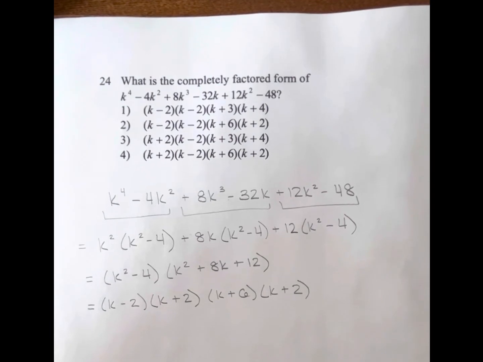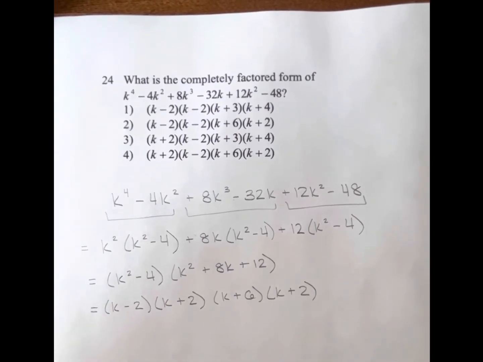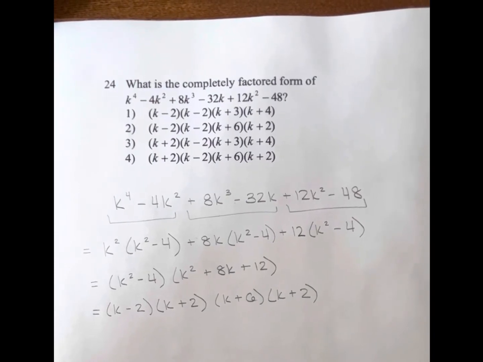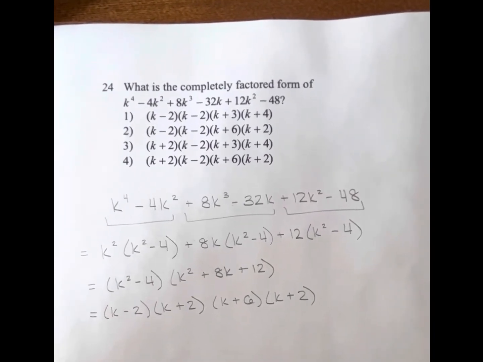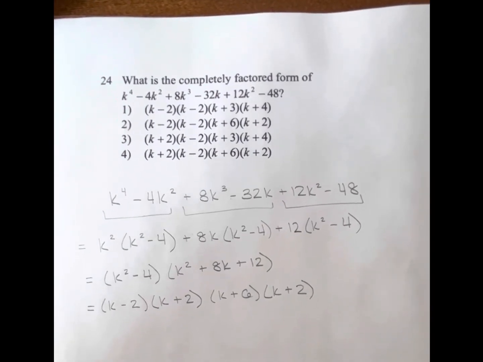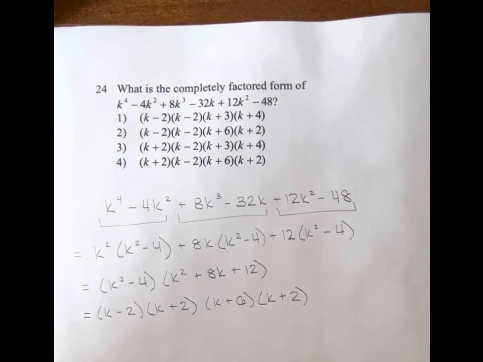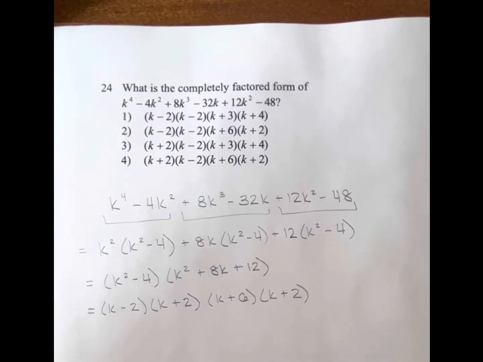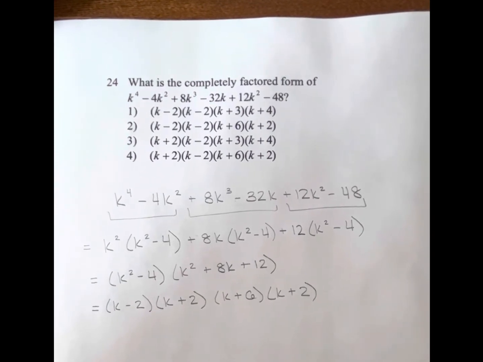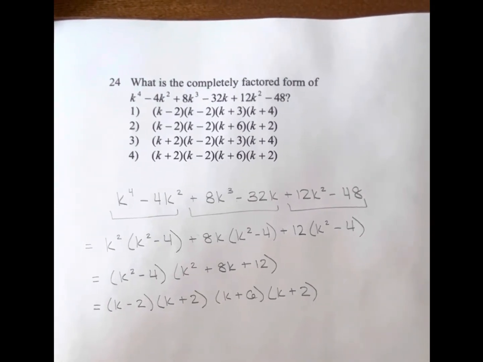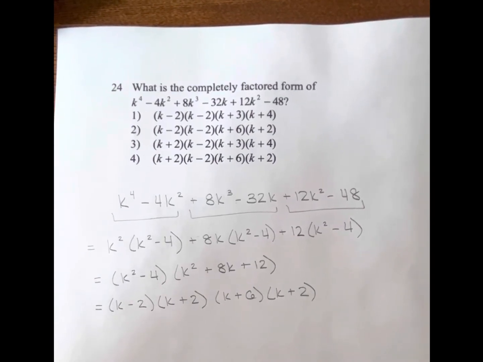So the first group has a common factor of k squared, and then we're left with k squared minus 4. The second group has a common factor of 8k, left with k squared minus 4. The third group, a factor of 12, left with k squared minus 4 as well. So we have that same binomial, and then we'll combine the rest of the terms to have k squared plus 8k plus 12 as a trinomial.